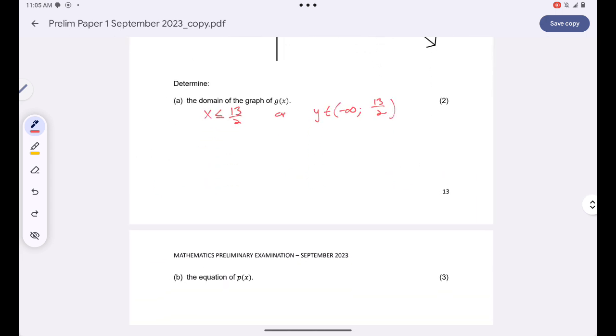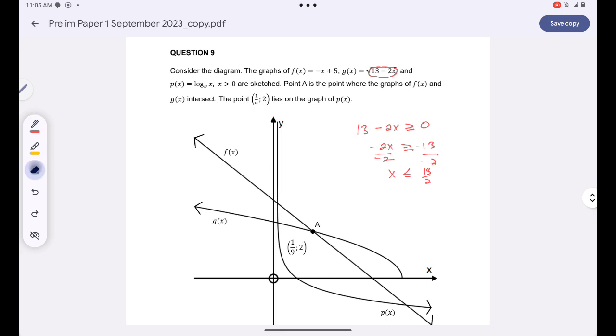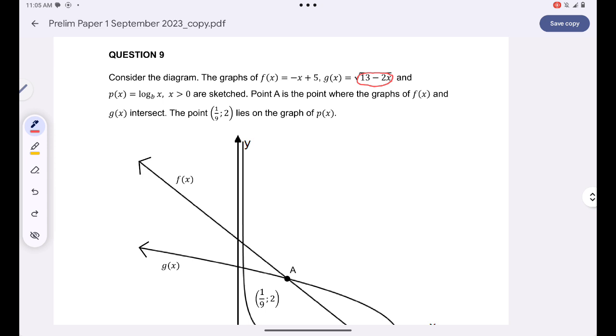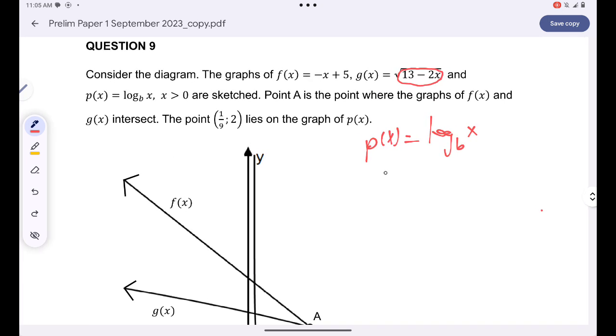And now they want us to write down the equation of p of x. We are given, guys, p of x in the form of an unknown variable b. There's p of x being equal to the log of x base b. The value of y is 2, and then I have log of x, that's 1 over 9. For me, guys, to find the equation of p of x, I just need to find the numerical value of b. Are you together?